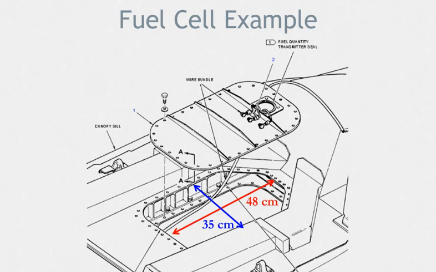Let's say that the fuel cell entry hatch is 48 centimeters by 35 centimeters, such as it is on the CF-18. How can we determine what percentage of people can get in? Go to the next page to step through this example with me.